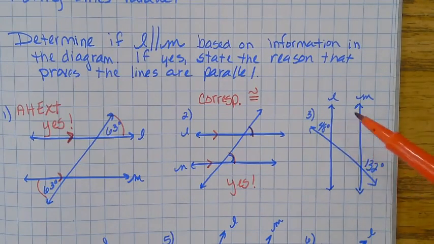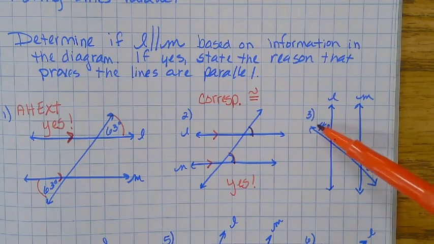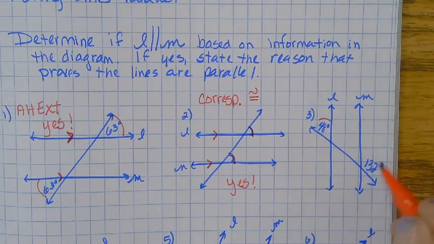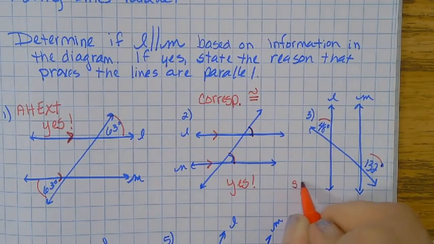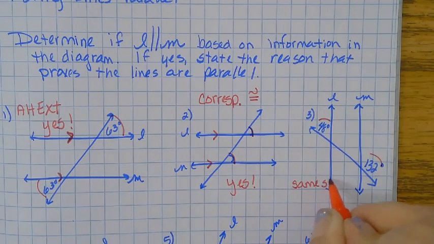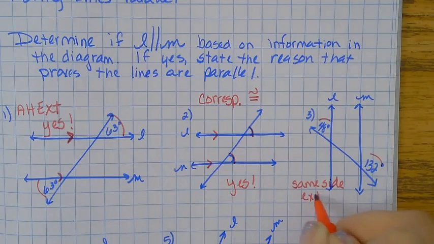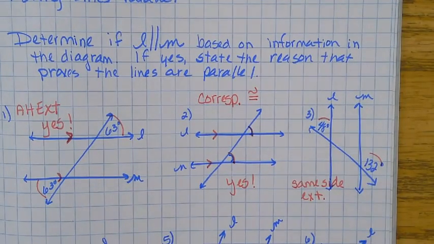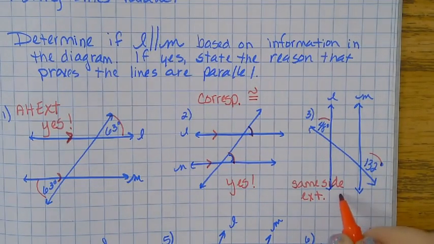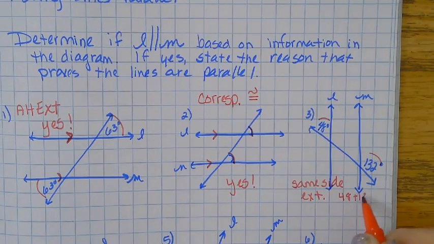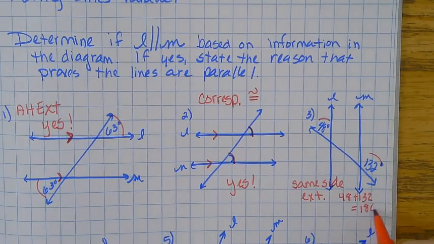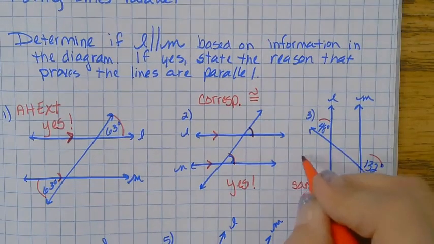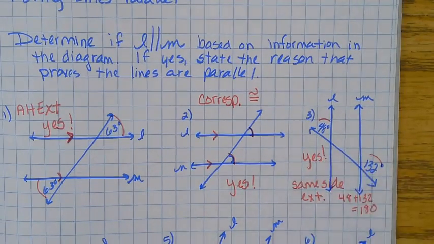Okay, what about number 3? So these angles are what type of angles? Same side exterior. We also call them consecutive exterior, right? Go either way. Now those angles are supposed to do what? Are they supposed to be equal to each other or add to 180? Add to 180. So do they? They do, right? So that means that these lines are in fact parallel.